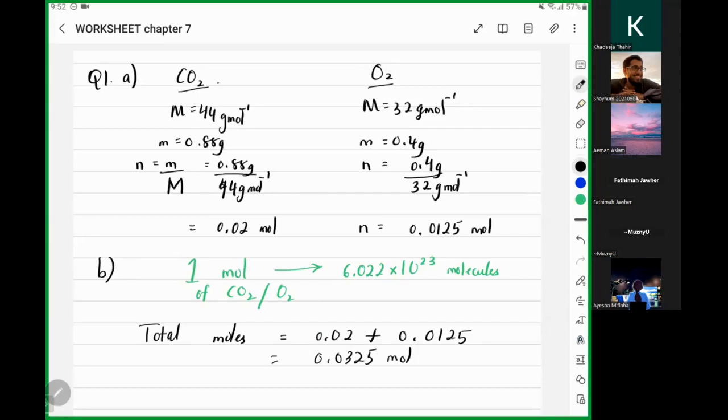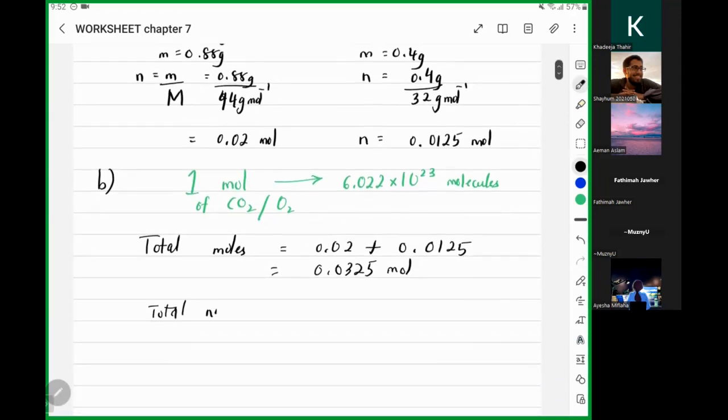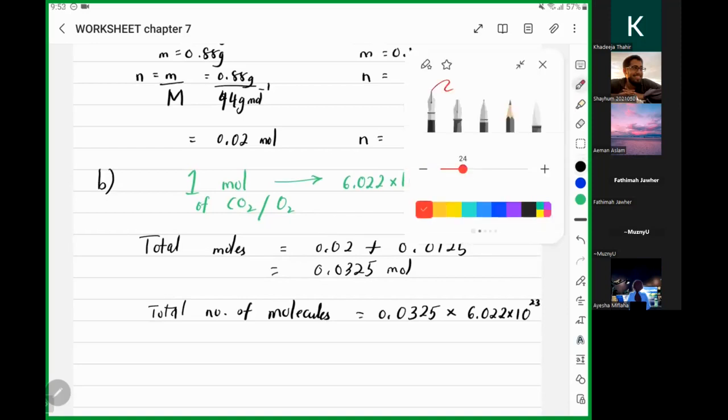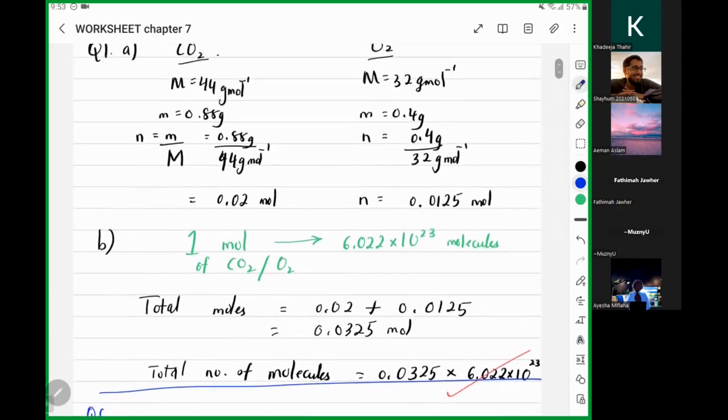It's like I'm saying there's 20 dozen of this and 10 dozen of this. So how many total items? 20 plus 10, 30. 30 into 12, like that. So the total number of molecules will be 0.0325 multiplied by 6.022 into 10 to the power 23. And that's your answer. You don't need to multiply, okay? I'm not testing your maths. Next one, question number 6. I hope you got it.